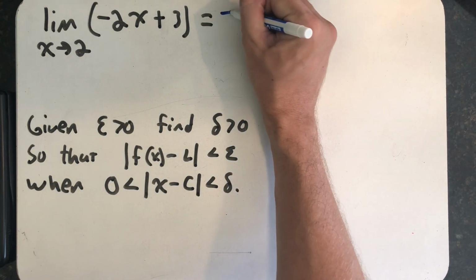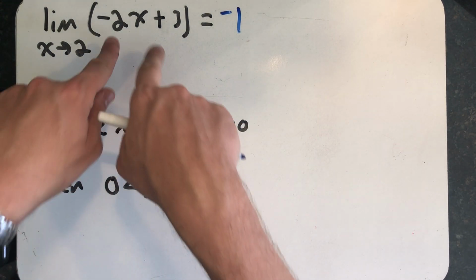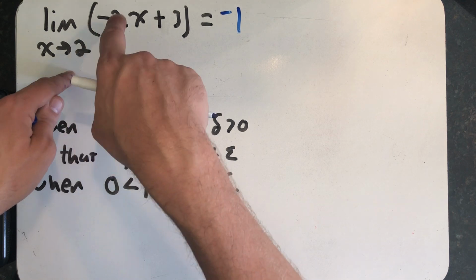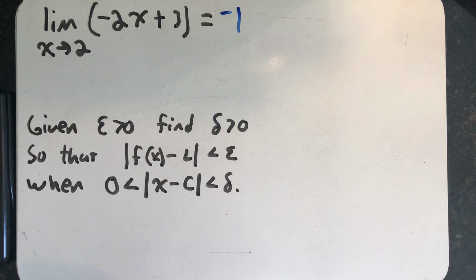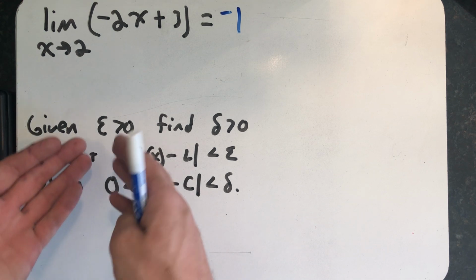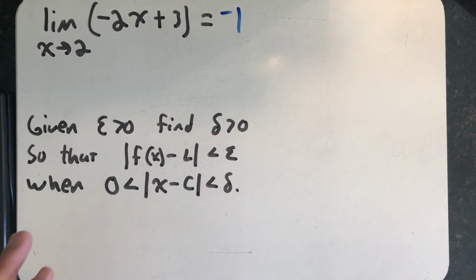The limiting value has to be minus 1 because we have a rule that says when you're dealing with a polynomial, you get to just substitute in. Polynomials are continuous after all. And in this one, I'm just given epsilon is bigger than 0. I'm given no other information. I'm not given a specific value.